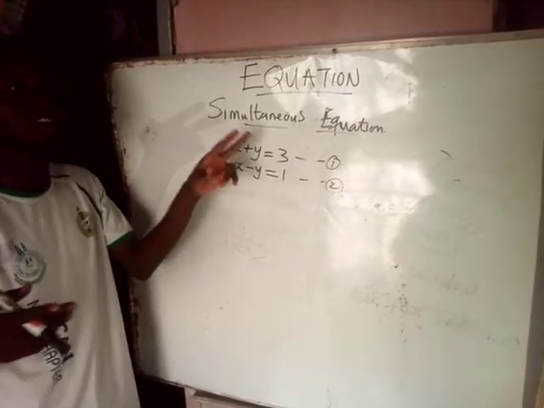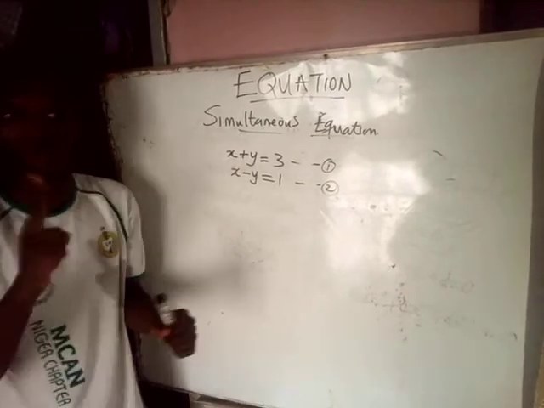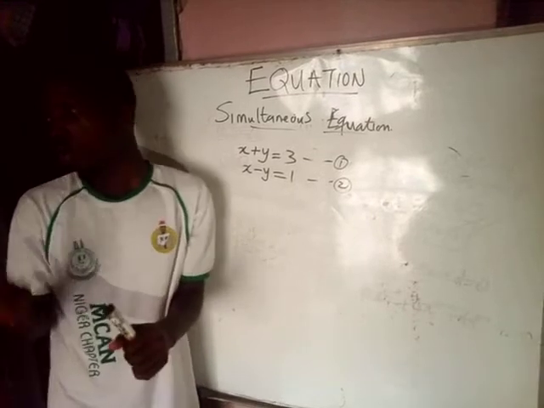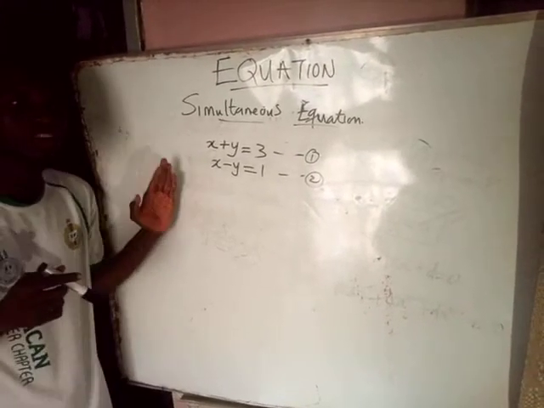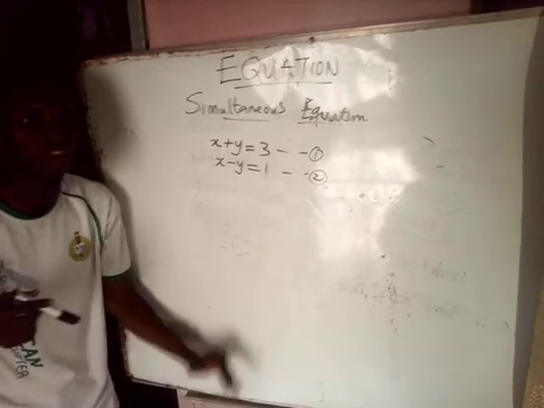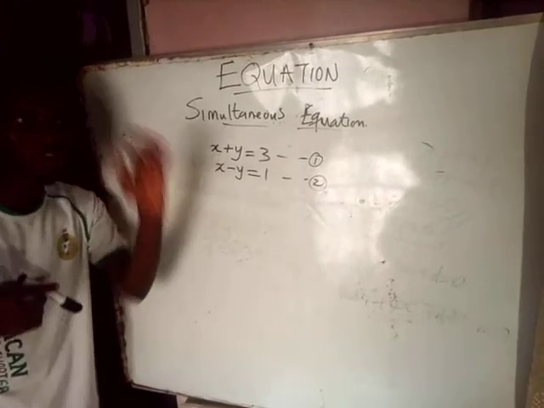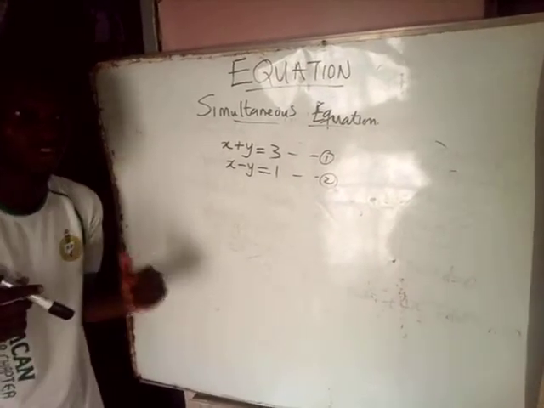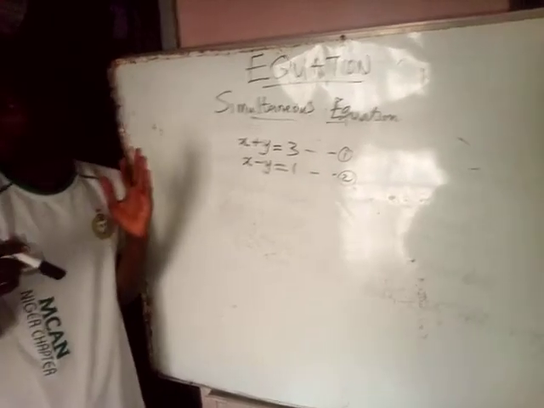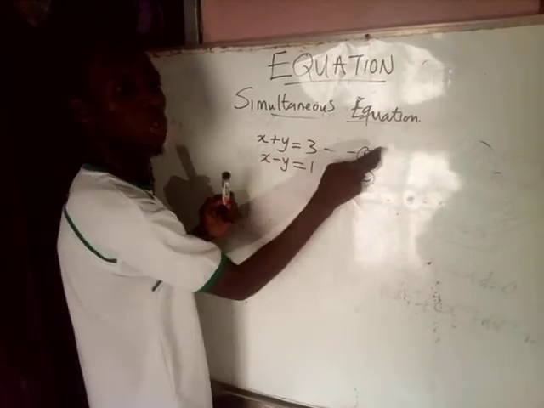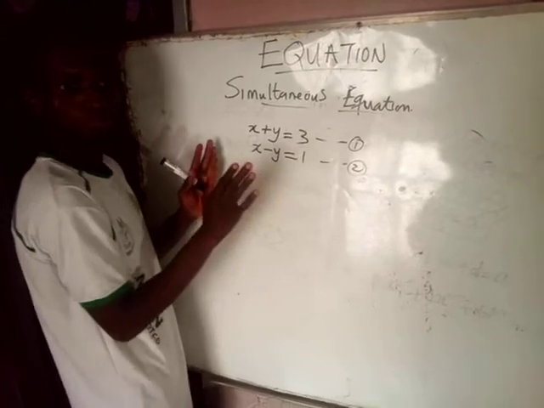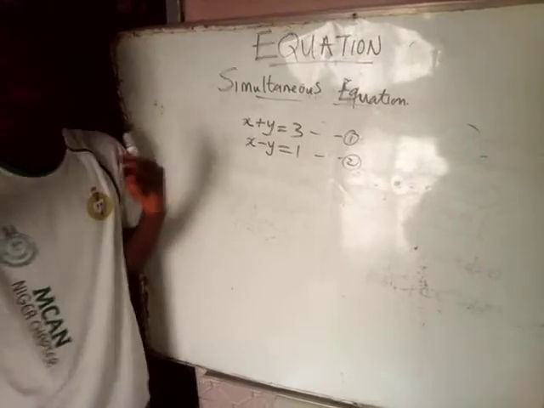The concept of simultaneous equation is that you have two unknowns. If you have 3 unknowns, it means you are going to have 3 simultaneous equations. If you have 4 unknowns, we are going to have 4 simultaneous equations. Is it clear? So here now we have 2 unknowns, so we have equation 1, equation 2. It continues like that.